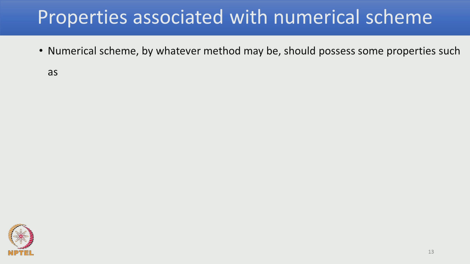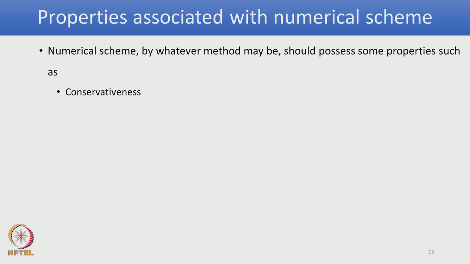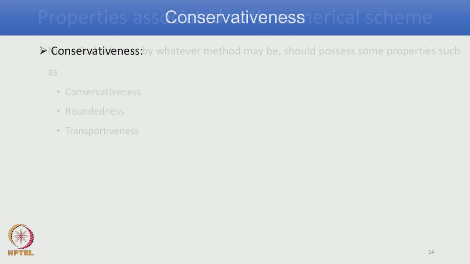Numerical scheme, whatever method may be, so either you follow finite element, finite volume, finite difference or combination of any of these. Similarly, any order of accuracy you use, they are expected to have some property satisfying for this scheme. First one, conservativeness, boundedness and then transportiveness. Let us get explanation on conservativeness, boundedness and transportiveness with some example.